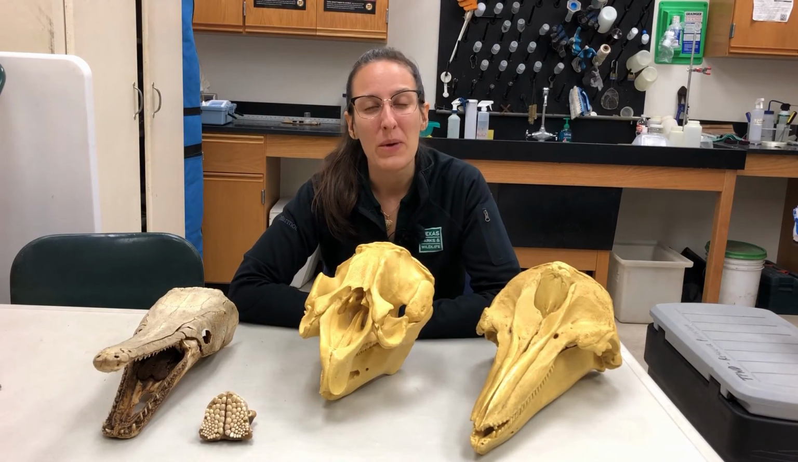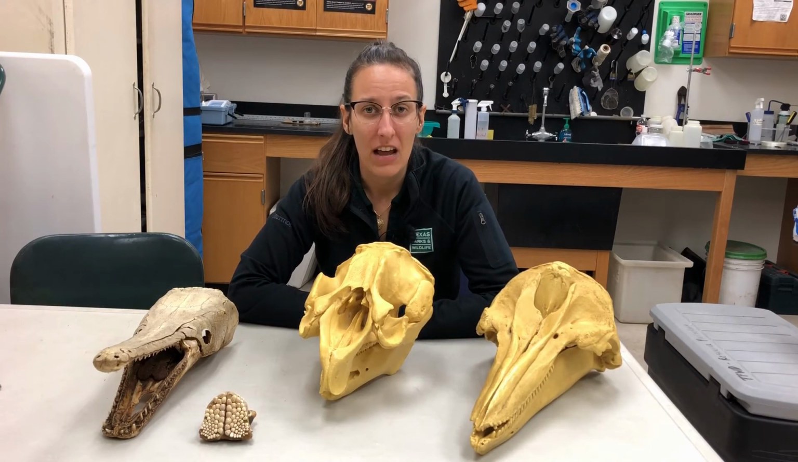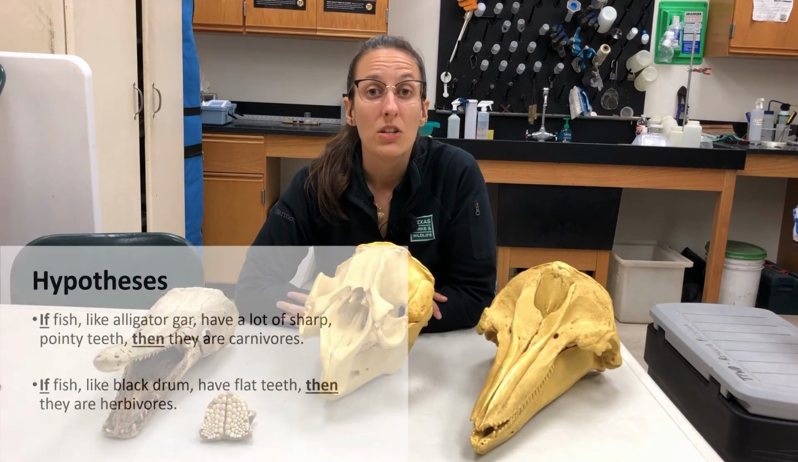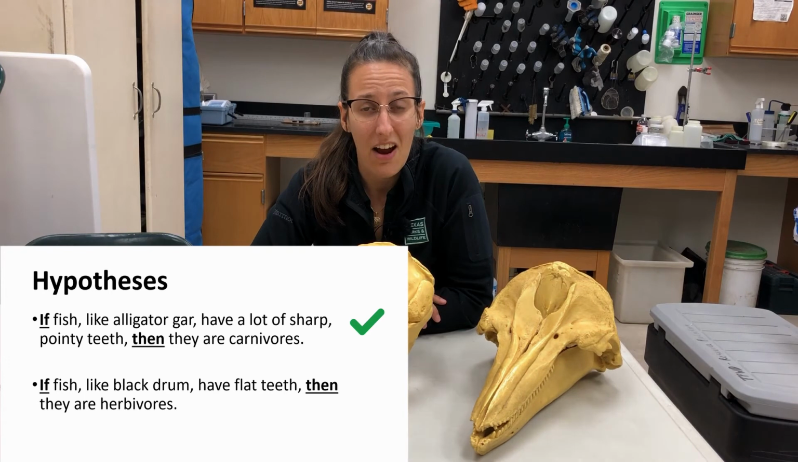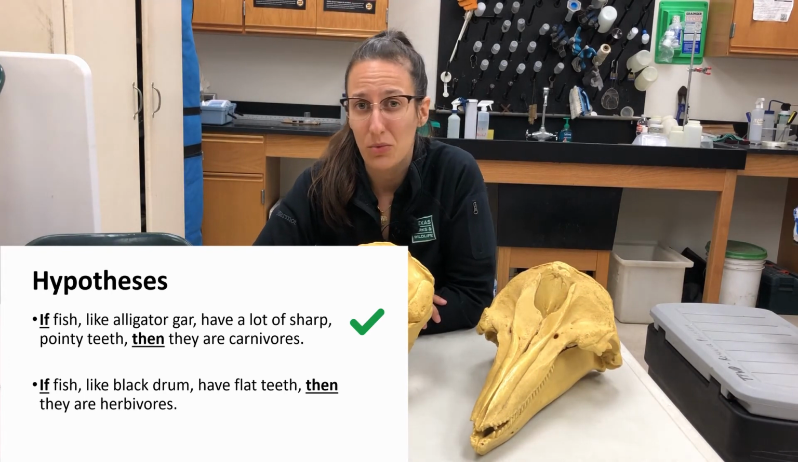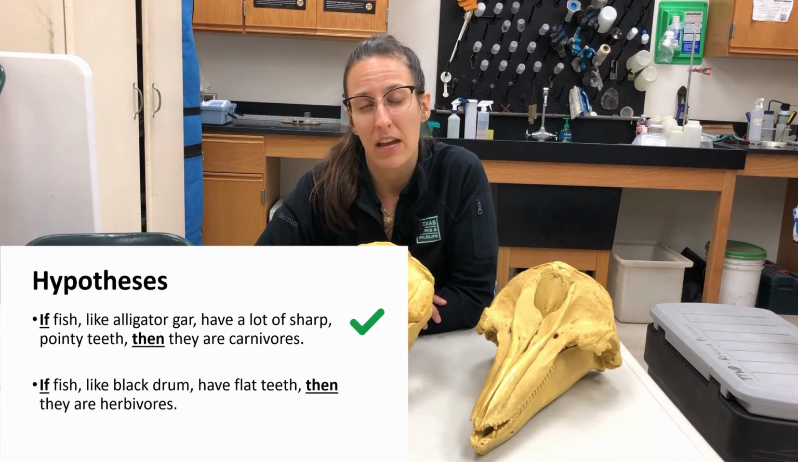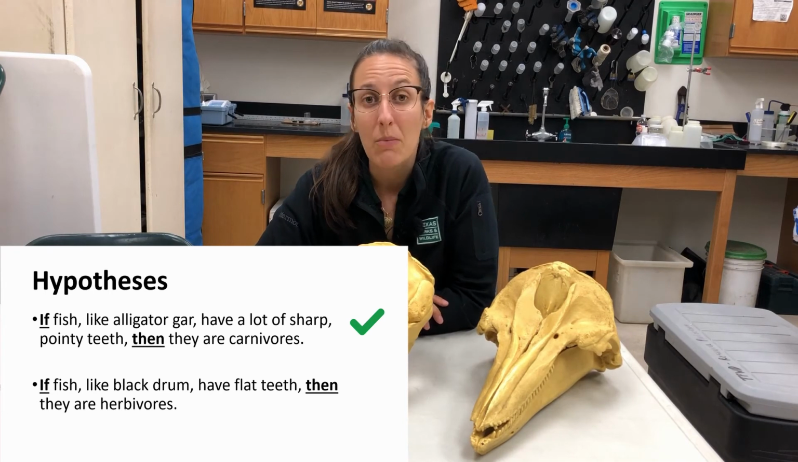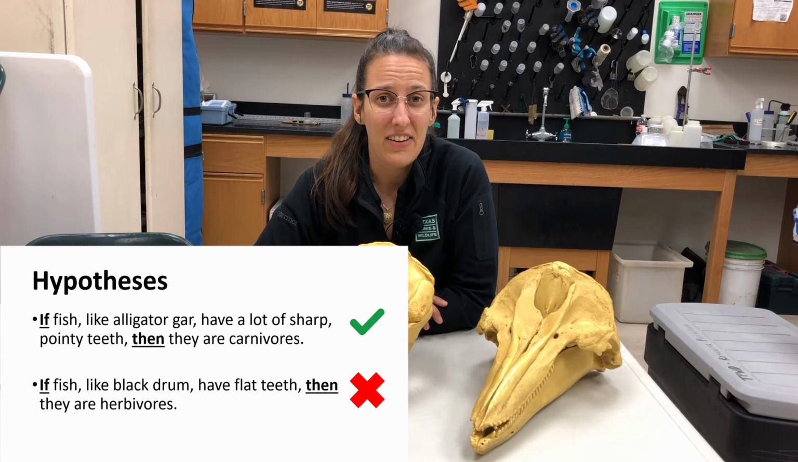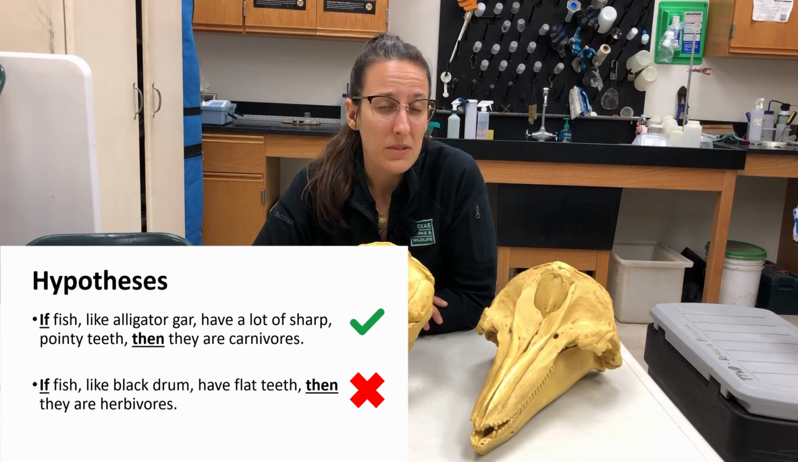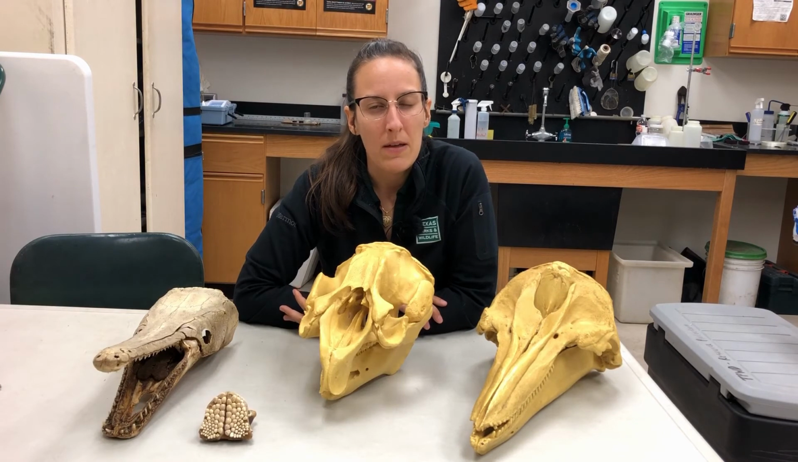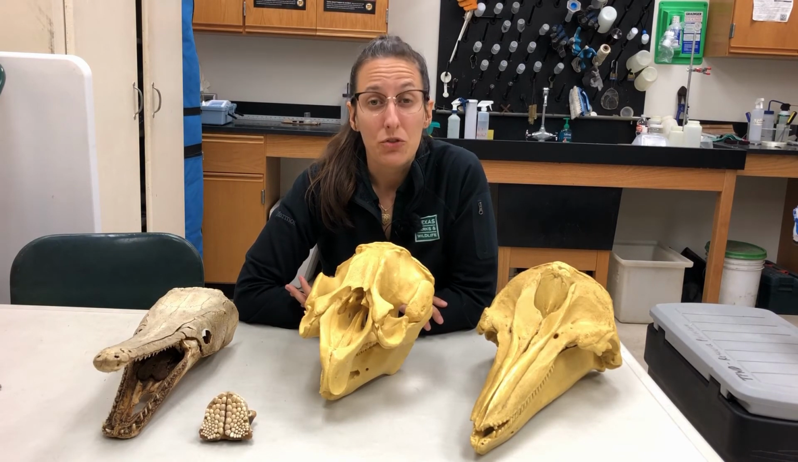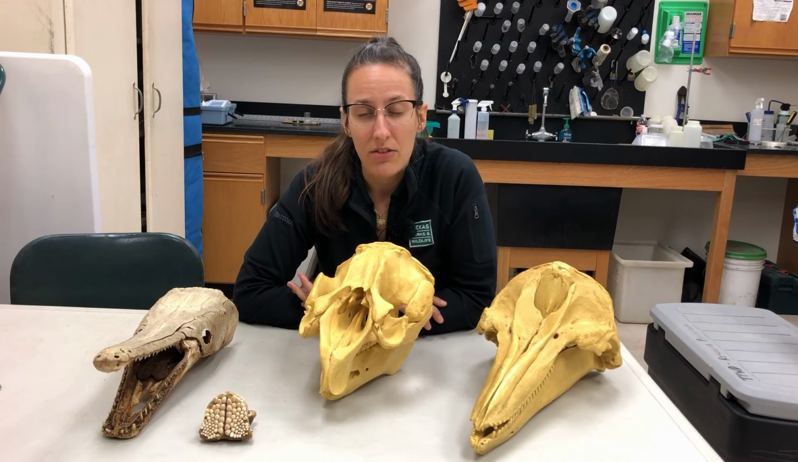All right, guys, so what we have to do now is we have to figure out whether or not our hypotheses were correct. So what do you think? Are gar carnivores? Yeah, they are. Alligator gar are carnivores. Really all we saw in its stomach were different types of animals, different crabs and fish. But what about drum? Are drum herbivores? No, they're not. Our hypothesis here was not correct. Drum are actually omnivores. So I gave you maybe a little bit of a trick question here, but drum will actually use their teeth to crush their food.